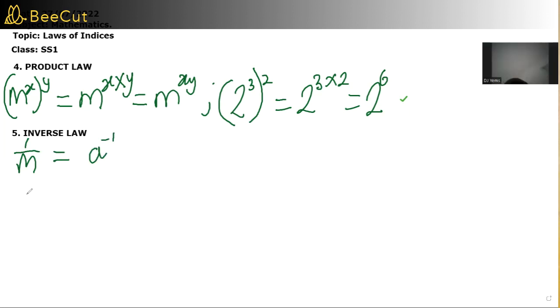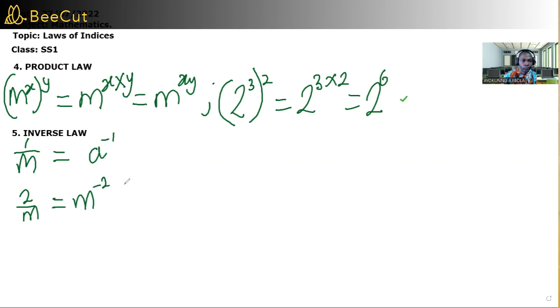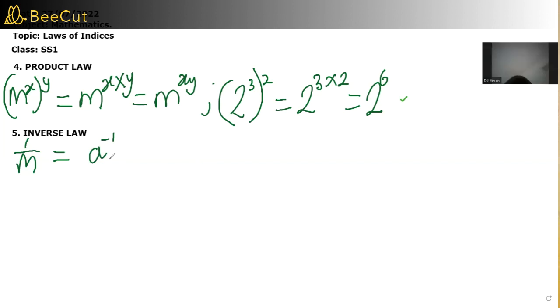And if you have 2 over m, then the answer is going to be m raised to power minus 2. Or let's just solve an example for the first one and see. Did you see the first one I've written? Yes. Can you see this? Very good. So let's solve an example.